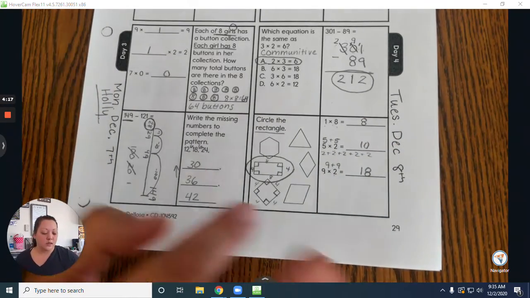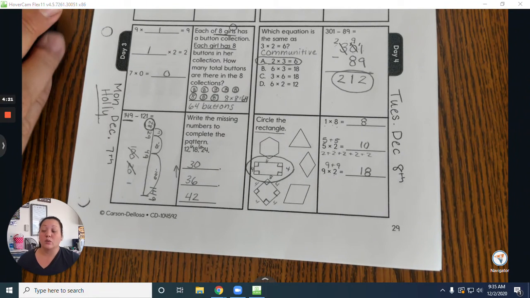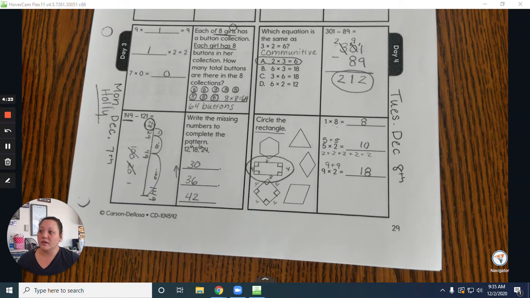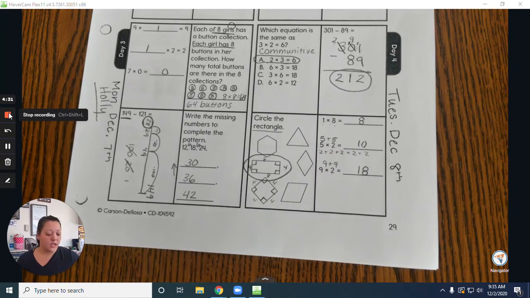So if you notice, really, multiplication is just repeat addition, which we've gone over. Okay. Please make sure you have the answers correct on your paper, that you are showing your work on your paper that you're turning in.